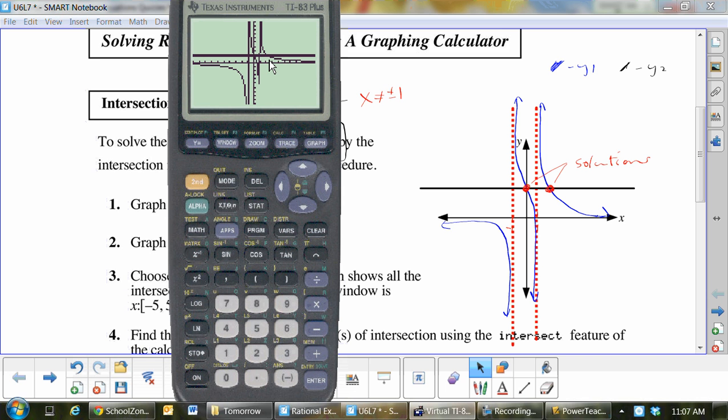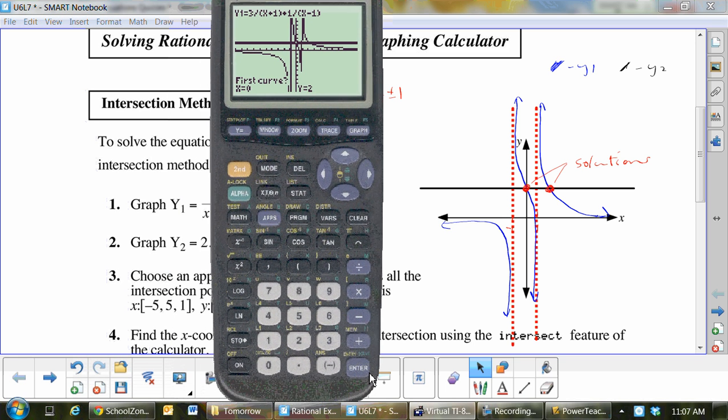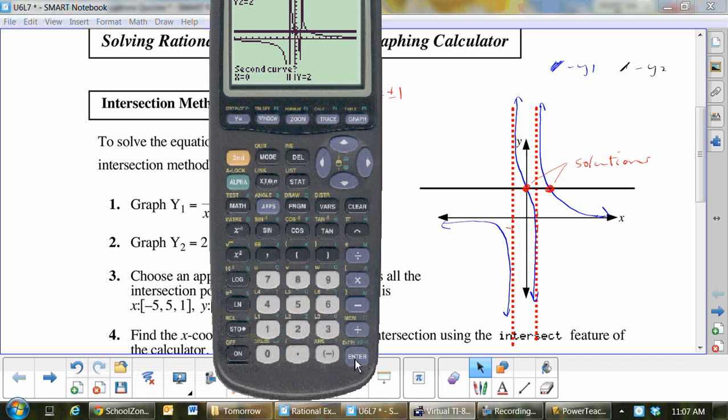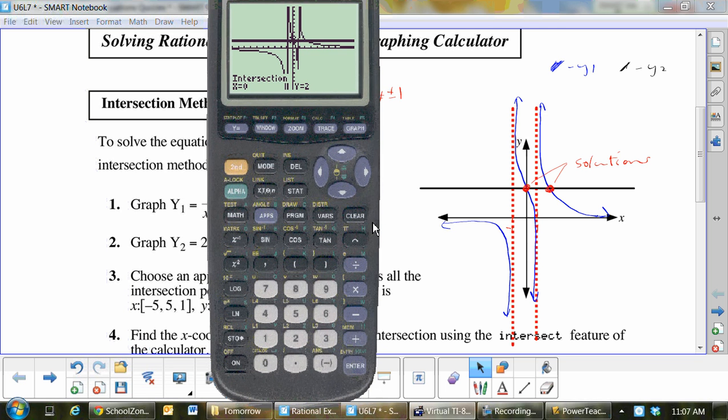Now, how do I find that? Second, trace, 5. You've got to move your cursor left or right till you get to that point there. See where it's blinking? Now I'm going to just hit enter 3 times. Okay, so I got 0, 2.